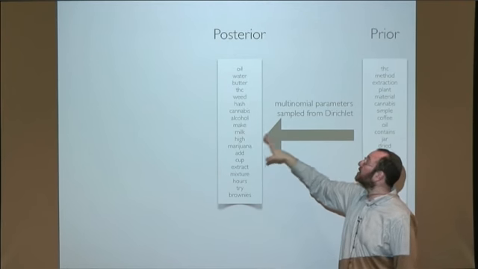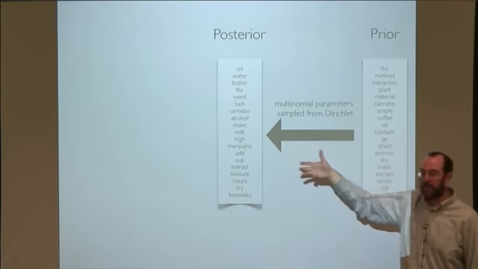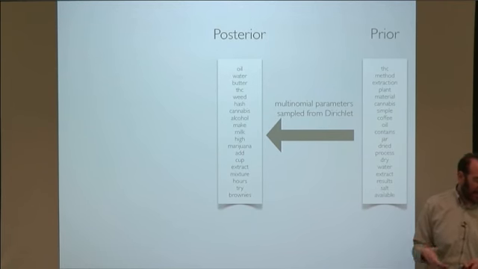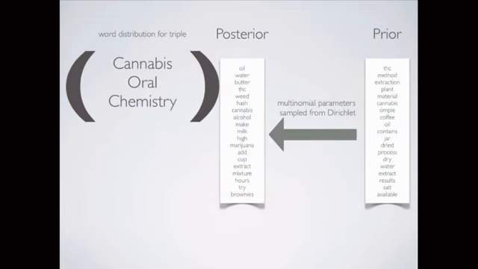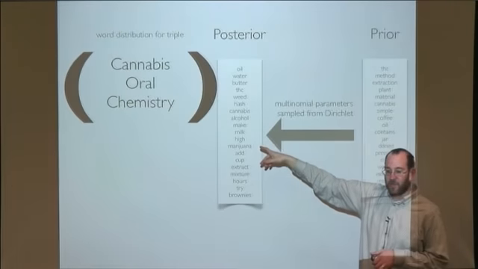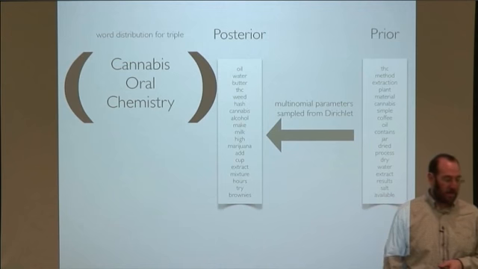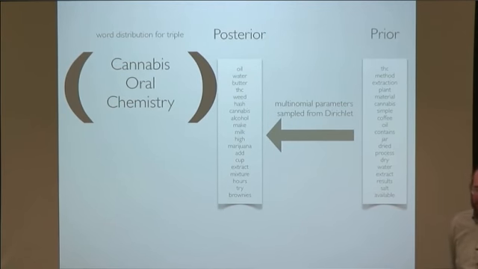Right? And the posterior is going to be capturing the nuances of the combination of cannabis, oral, and chemistry in the data. So take a look at this word list and think about cannabis, oral, and chemistry. What do you think these messages all talk about? Baking products, edibles, so pot brownies.